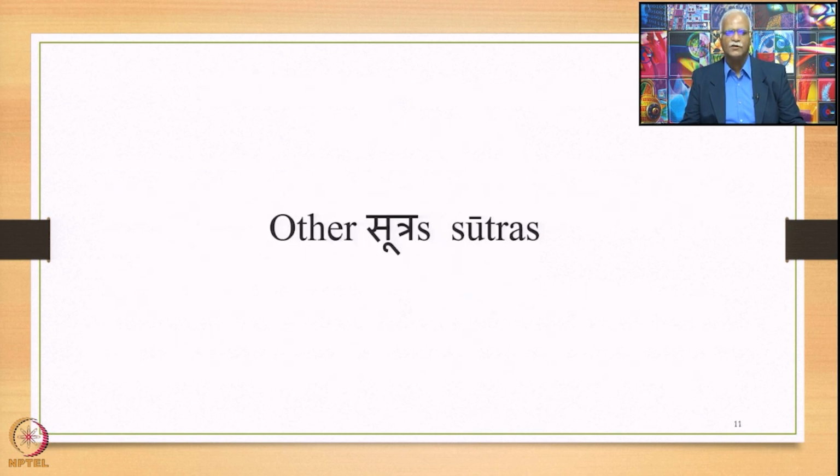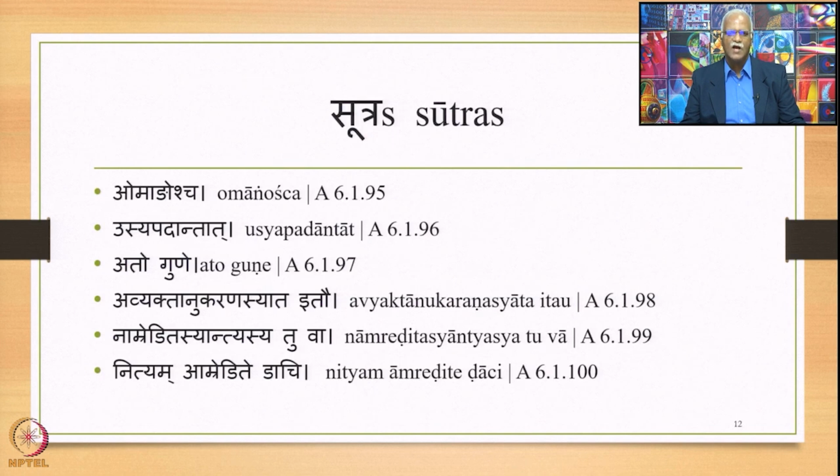In this lecture, we shall study some more sutras stating the Pararupa Sandhi, and these sutras are stated on this particular slide. Omangoscha 6.1.95, Usya Padantat 6.1.96, Atogune 6.1.97, Avyaktanukaranasyata Itau 6.1.98, Namreditasyantyasya Tuva 6.1.99 and Nityam Amredite Dachi 6.1.100. Let us study these sutras one by one.